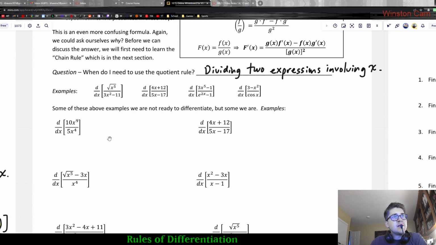So like in the last video, let's do a couple examples. Notice that in our first example, we have 10x to the ninth over 5x to the fourth. Again, this we could simplify first, but let's practice using the quotient rule. And again, we'll go ahead and highlight high and low. High will always be in yellow and low will be in green in all of these.